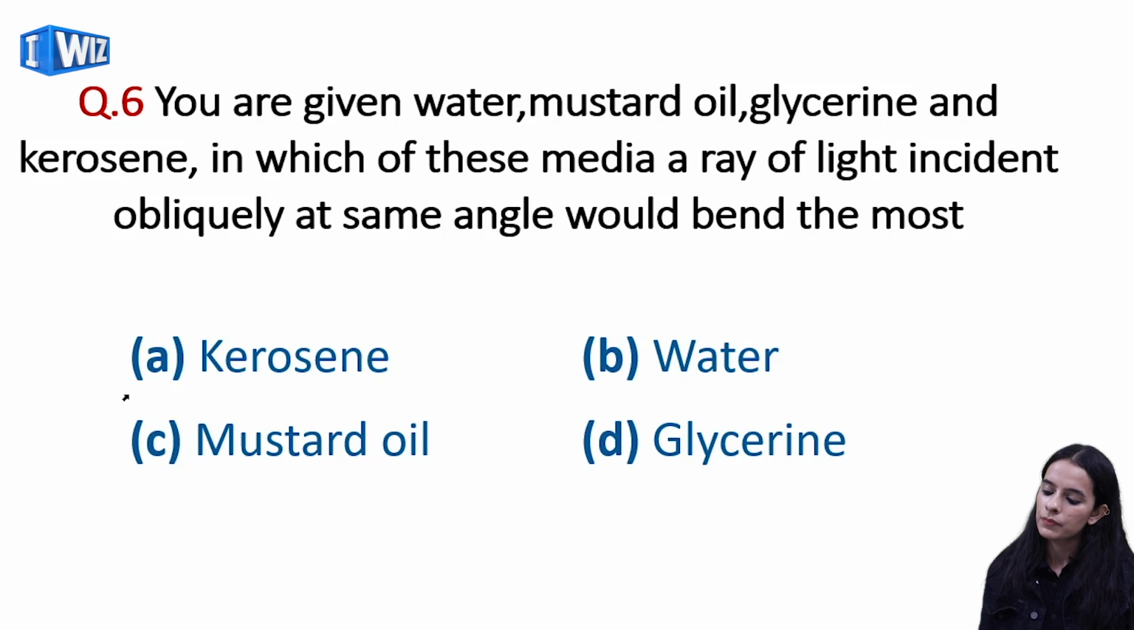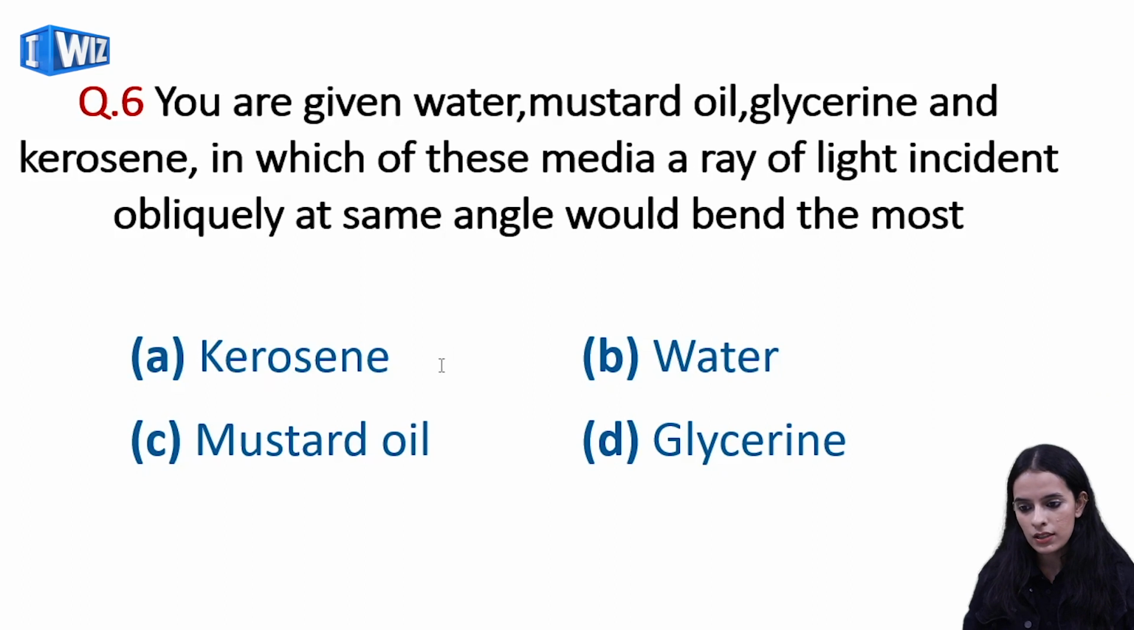You are given water, mustard oil, glycerine, and kerosene. In which of the following would a ray of light incident obliquely at the same angle bend the most? So these are the things that are given to you, and you have to answer where the most bending will take place, in which medium the light will bend the most.